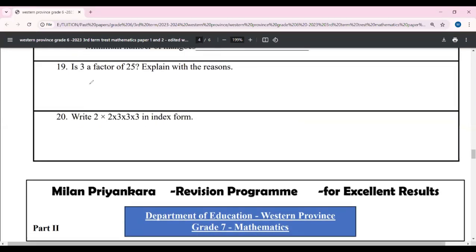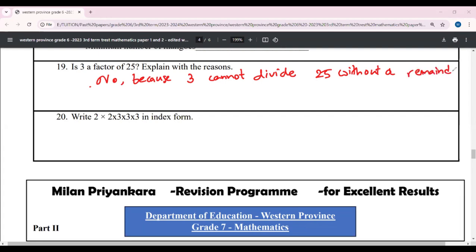And then go to the 19th question. Is 3 a factor of 25? Actually, the answer is no, because 3 cannot divide 25 without a remainder. So this is why you can say that 3 is not a factor of 25.